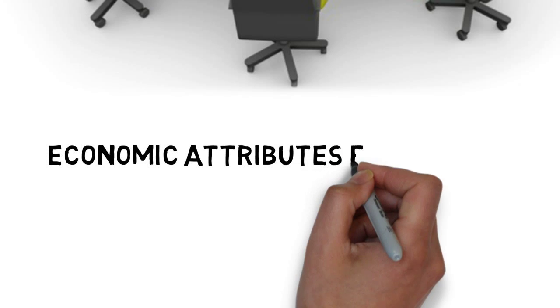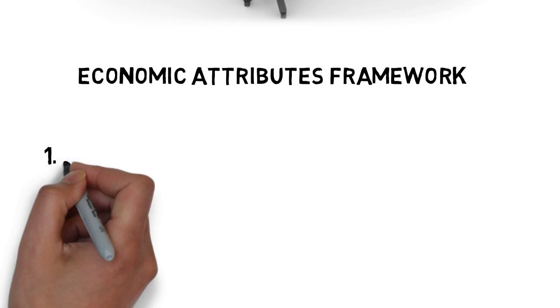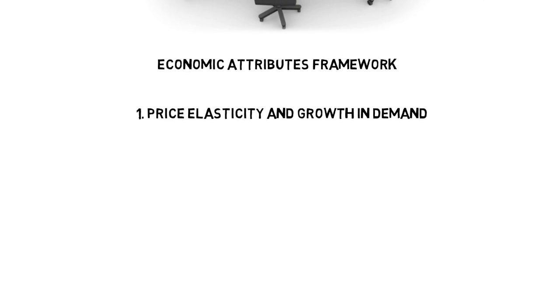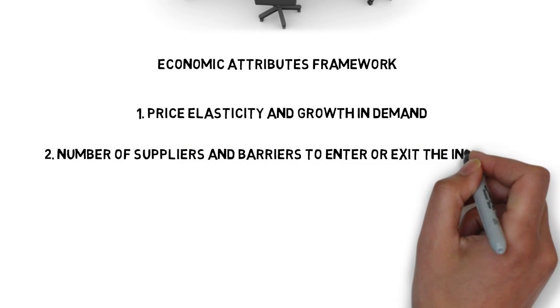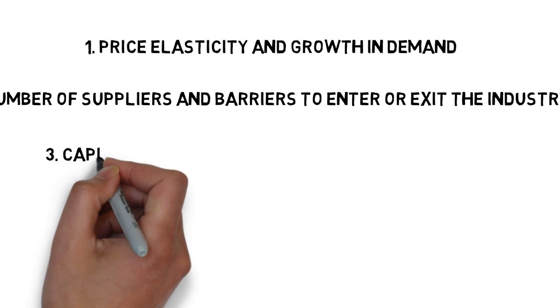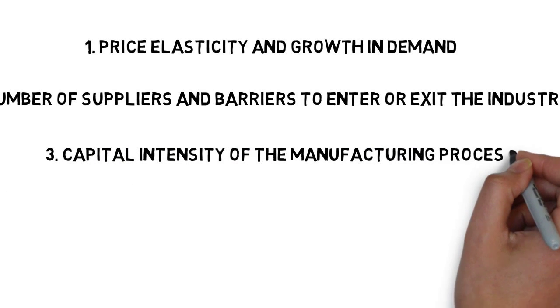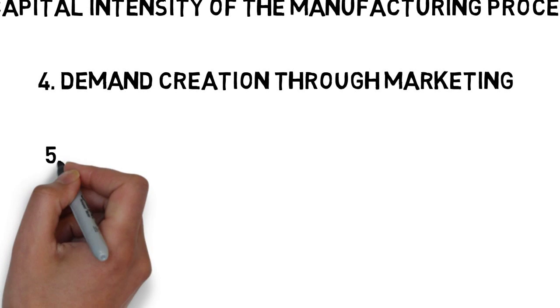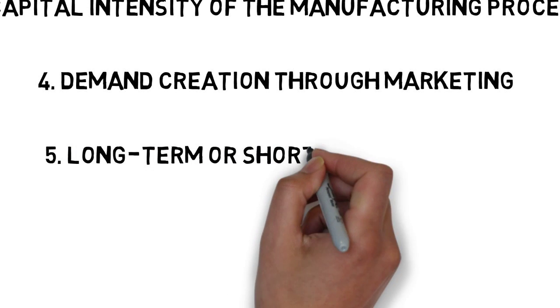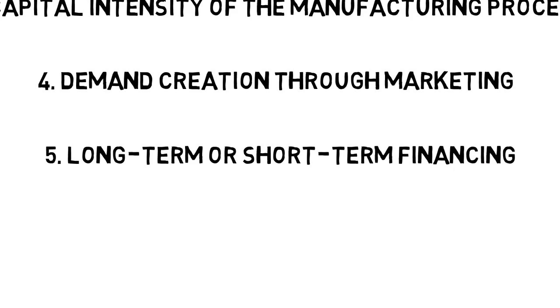The economic attributes framework has 5 different components: price elasticity and growth in demand, number of suppliers offering similar products and barriers to enter or exit the industry, capital intensity of manufacturing process, demand creation through marketing, and finally, if the firms in the industry require long-term or short-term financing.